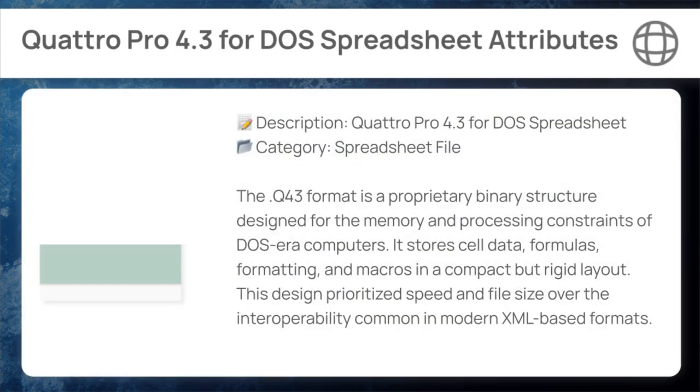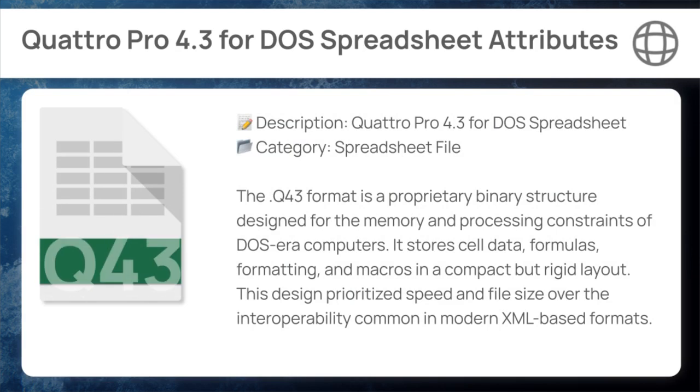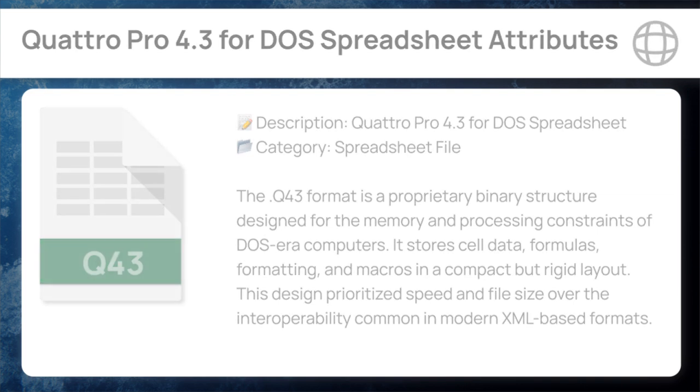The Q43 4.3 format is a proprietary binary structure designed for the memory and processing constraints of DOS-era computers. It stores cell data, formulas, formatting, and macros in a compact but rigid layout. This design prioritizes speed and file size over the interoperability common in modern XML-based formats.